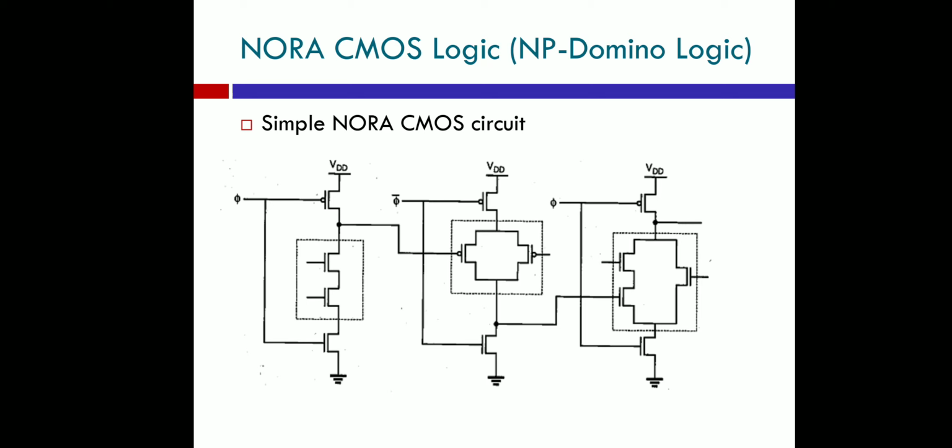So this is an example circuit, a function implemented using NP domino logic. You can see functions being implemented with NMOS transistors and PMOS transistors.